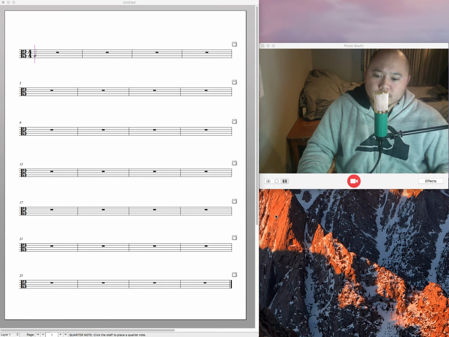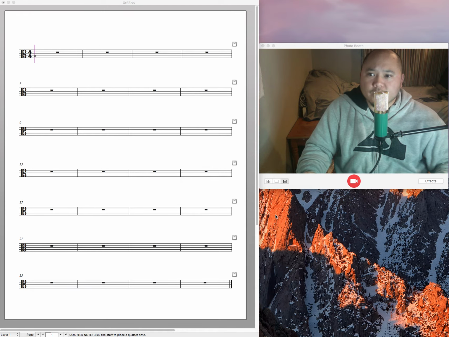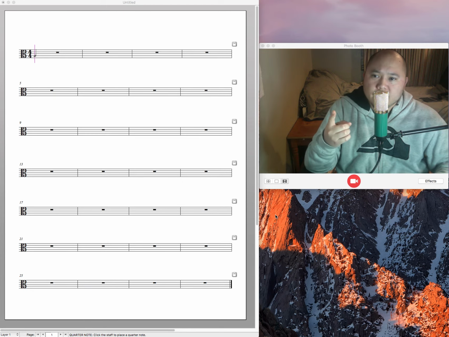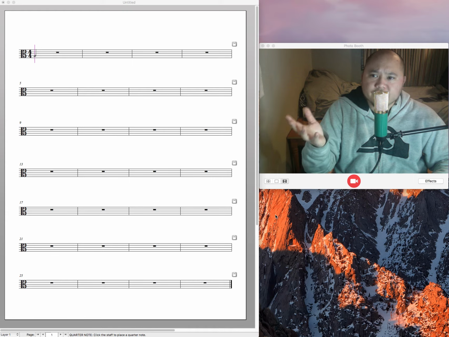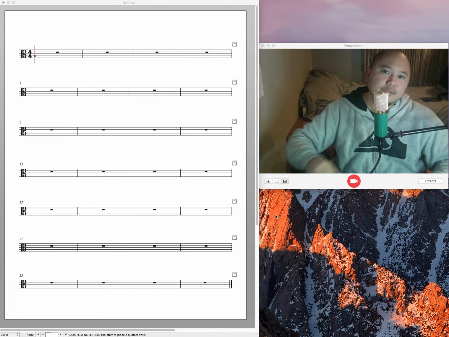So, like I said, we're going to be constructing our relative minor scales. There are three types of relative minor scales: your natural minor, harmonic minor, and melodic minor scale. Now, why is it called relative minor? It's called relative minor simply because it's related to the major scale.